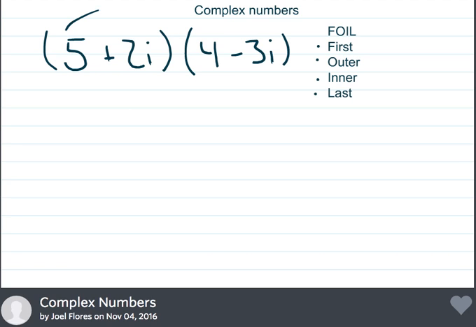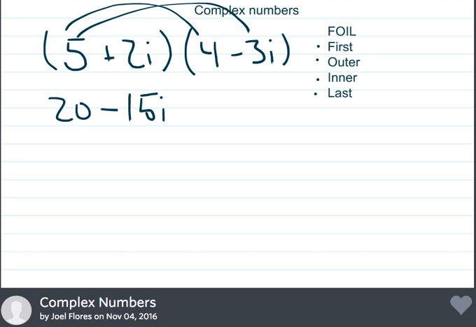So first, we'll do 5 times 4. That gives us 20. And then we'll do 5 times 3i, minus 3i. So that will give us minus 15i. Then we'll do 2i times 4, which will give us 8i. And then we'll do 2i times a minus 3i, which will give us a minus 6i. Excuse me, a minus 6i squared.